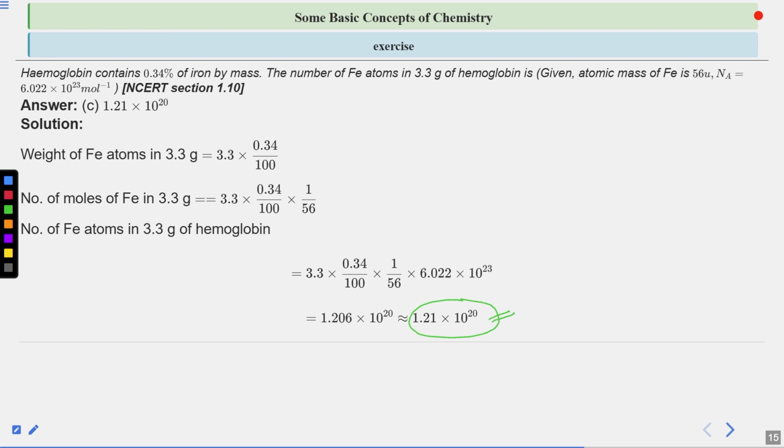So do you have a doubt in this? I guess it's very clear. So first we have calculated the weight in 3.3 gram. Then we have calculated the number of moles in that 3.3 gram by dividing it by the molar mass. And then we have calculated the number of atoms by multiplying it with the number of atoms in 1 mole. Got it? Okay.